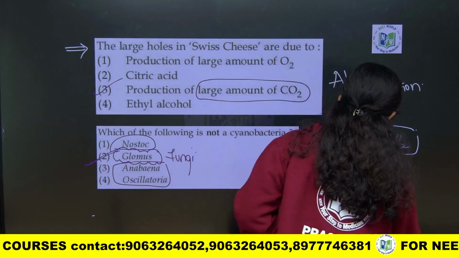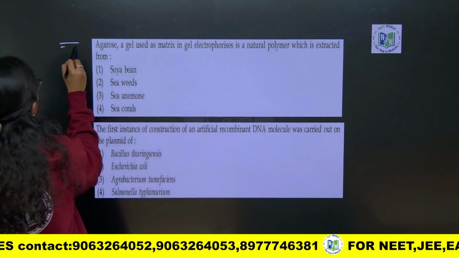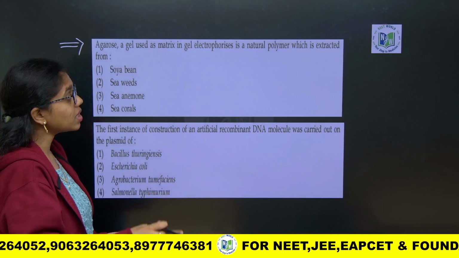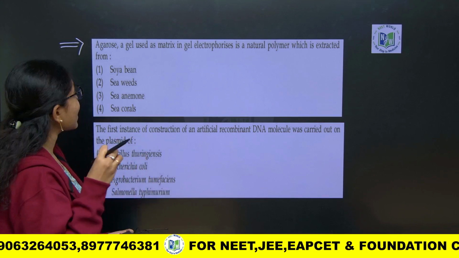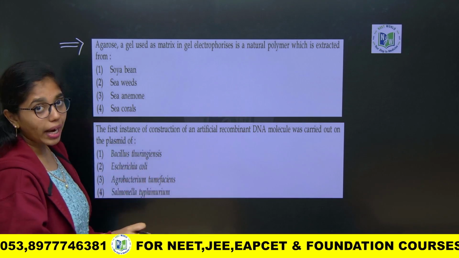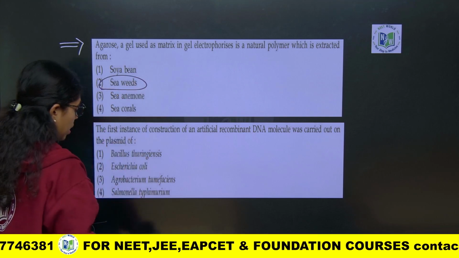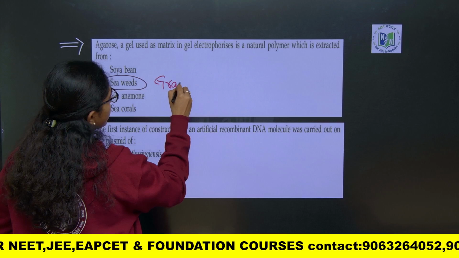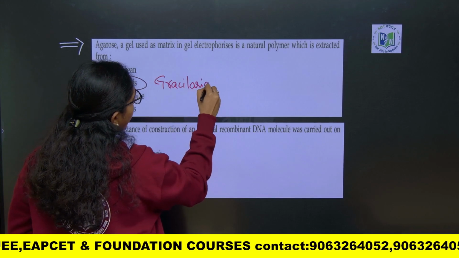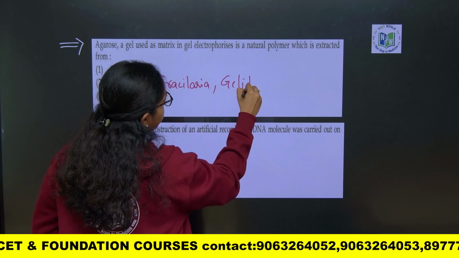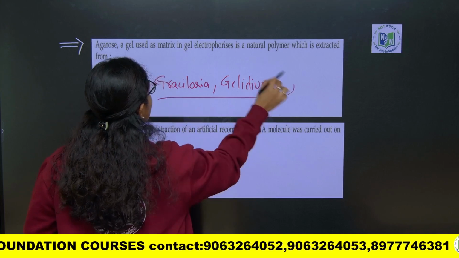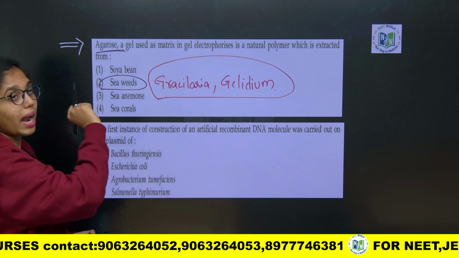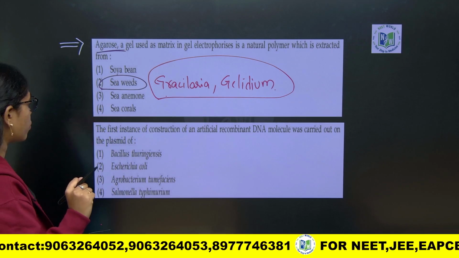Next, agarose, a gel used as matrix in gel electrophoresis, is a natural polymer which is extracted from seaweeds like Gracilaria and Gelidium. Fine. From these red algae, which are seaweeds, agarose gel is extracted, that is used in gel electrophoresis.